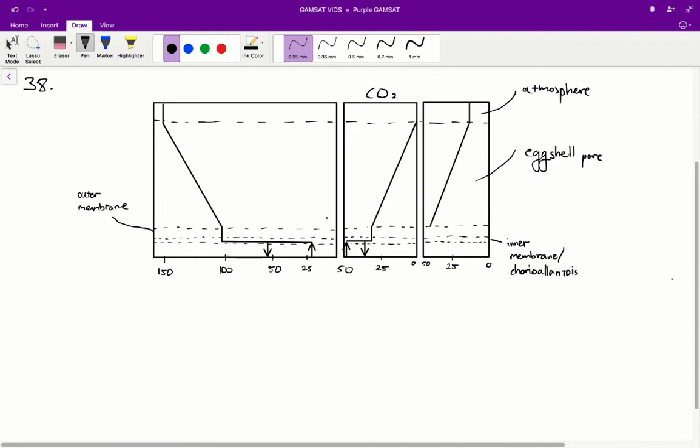So if we take a look at figure 2, the second graph in the second box, we can see the partial pressures for CO2 in various layers of the eggshell and embryo. Over here on the left, our upwards pointing arrow represents the venous blood partial pressure, and if we read off from where that arrow touches the x-axis, we can say that the partial pressure for venous blood is about 50. The oxygenated blood, on the other hand, has a partial pressure of about 40. So the difference between the carbon dioxide partial pressures in oxygenated and venous blood is going to be about 10. So therefore, the correct answer for question 38 is A.